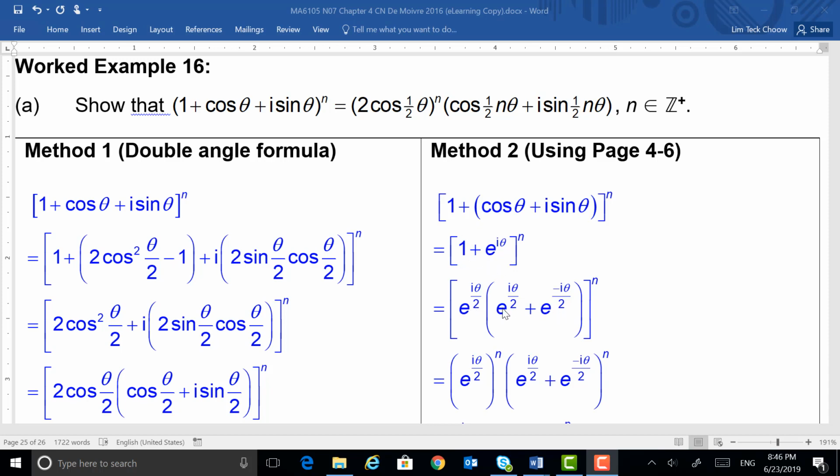The reason why we are writing in this manner will become obvious if you are familiar with how you can tidy up an expression such as this. You'll see it a while later. Now going back to method 1, from here we can then open out all the brackets, tidy them up to become this. And obviously from here you can see that they have a common factor of 2 cosine theta over 2.